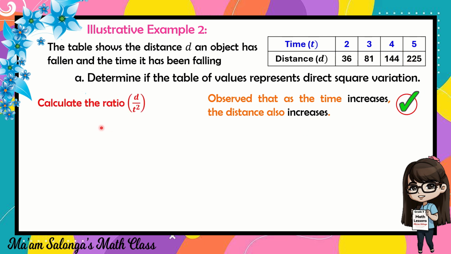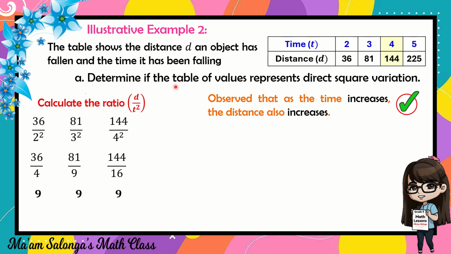So, let's calculate the ratio by using d over t squared, yung formula for the constant of direct square variation. So, we have 36 over 2 squared, that is 36 over 4, and the result is 9. Next is 81 over 3 squared. 3 squared is 9. And the result is also 9. Next, 144 over 4 squared. 4 squared is 16, so 144 divided by 16. And that is also equal to 9.